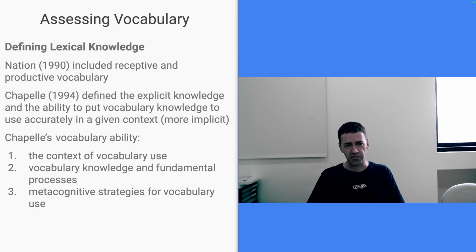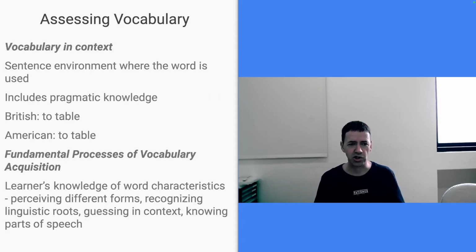Okay, Nation, who's very famous for his work on vocabulary and reading, also includes receptive and productive vocabulary, which we're going to talk about for testing items. And then Chappell also defined explicit knowledge and the ability to put vocabulary knowledge to use accurately in a given context, which is more implicit. So Chappell's vocabulary ability comes in 3 parts: the context of vocabulary use, vocabulary knowledge and fundamental processes, and metacognitive strategies for vocabulary use. So let's look at all 3.